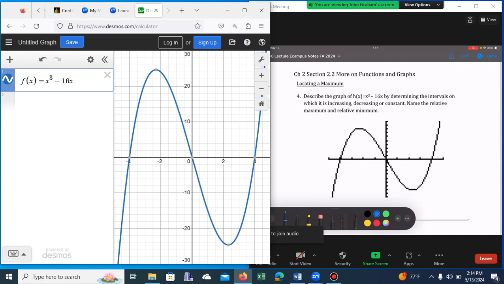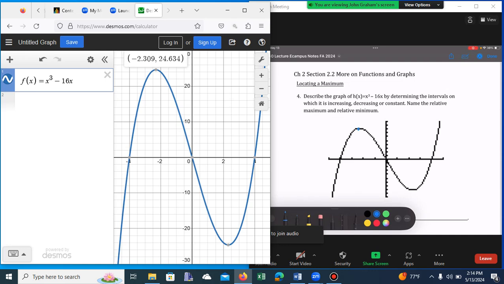-2.309. Relative min at 2.309. Now these aren't going to be exact, but for this class we are going to have values that are going to be able to find these, or methods to find these as exact. That would be in calculus, right? But so we'll have to round these.